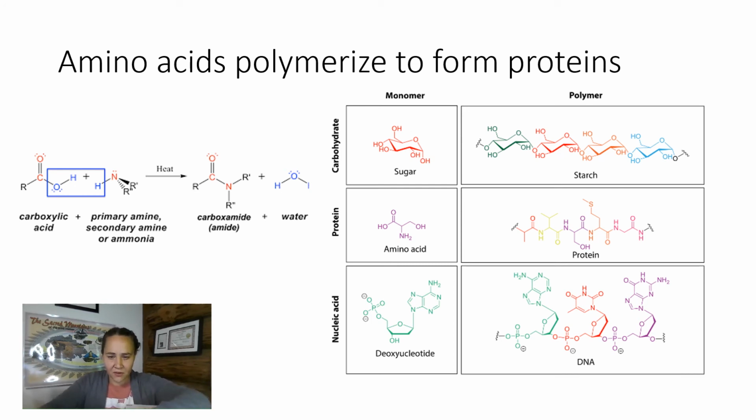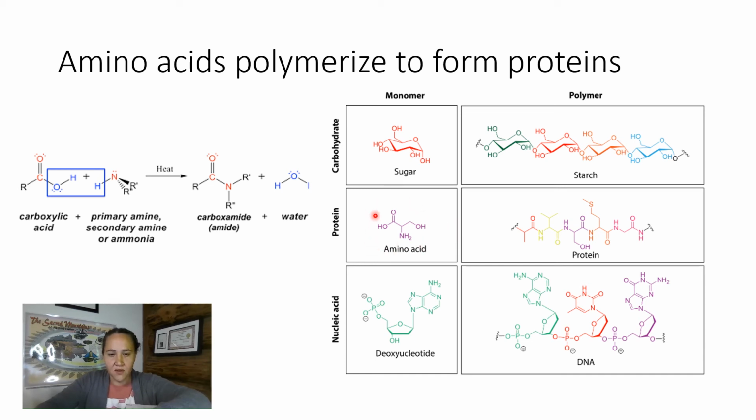So now that we've covered the 20 different types of amino acids, I want to start us talking about how amino acids polymerize to form proteins. So amino acids are also called monomers. If we look at this figure on the right, we see that sugar is considered a monomer, and when they polymerize, they form a polymer called a starch, which is just a series of this sugar molecule on repeat. So sugar and a sugar attached to a sugar.